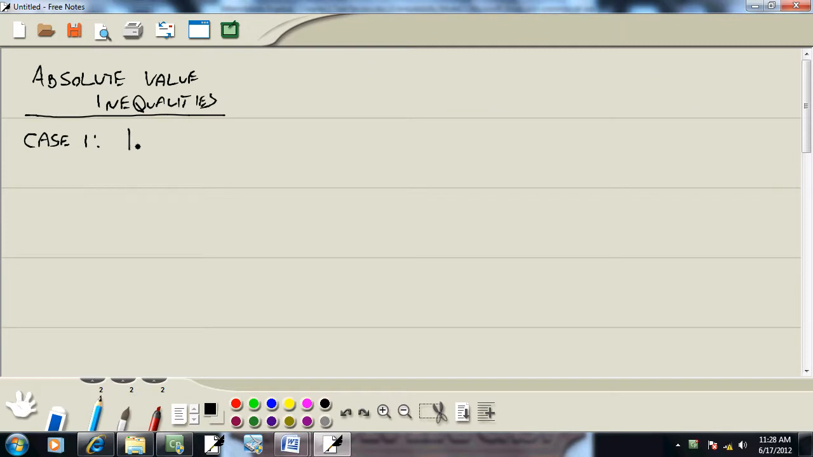Case one is where we have the absolute value of something is less than something else. And I know that's pretty vague, but it really is meant to be that vague. You could have a monomial in here, a binomial. You can have anything in here. If you got it in this form, then you can rewrite it in this manner.